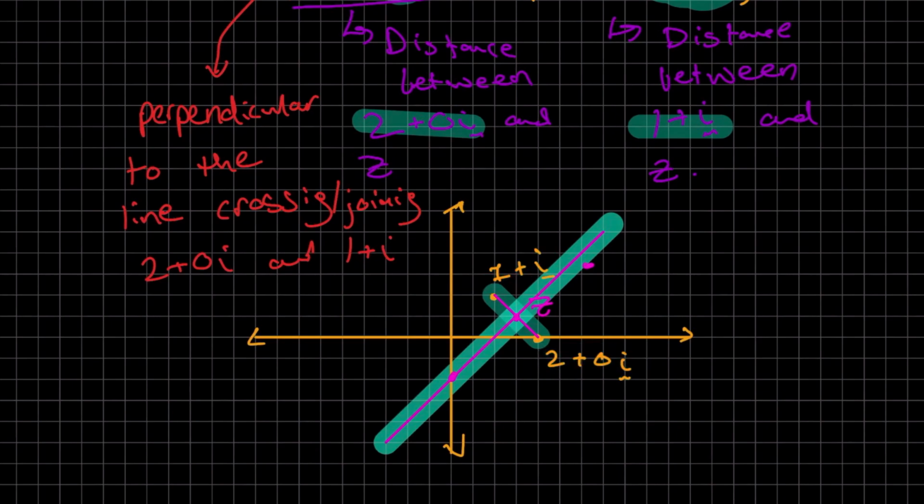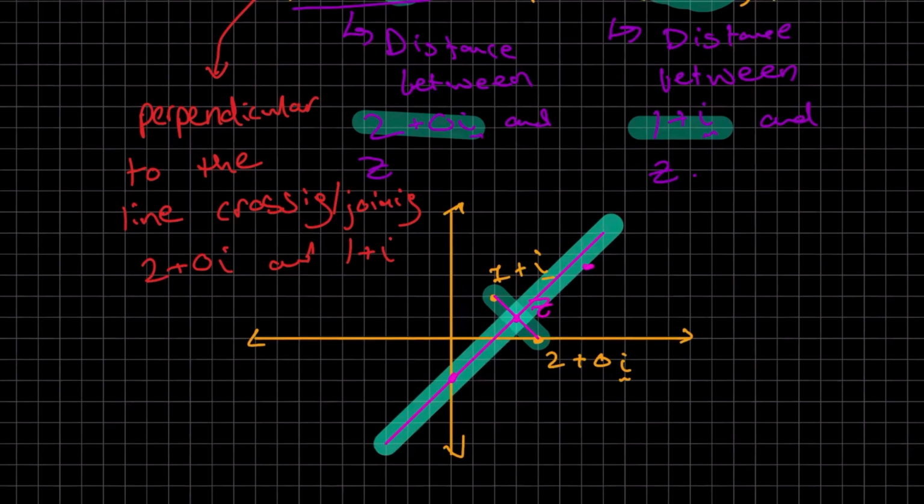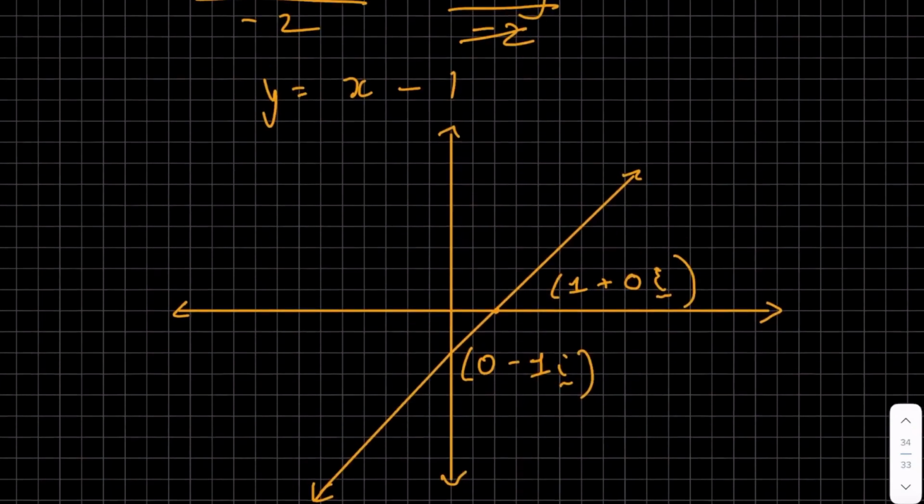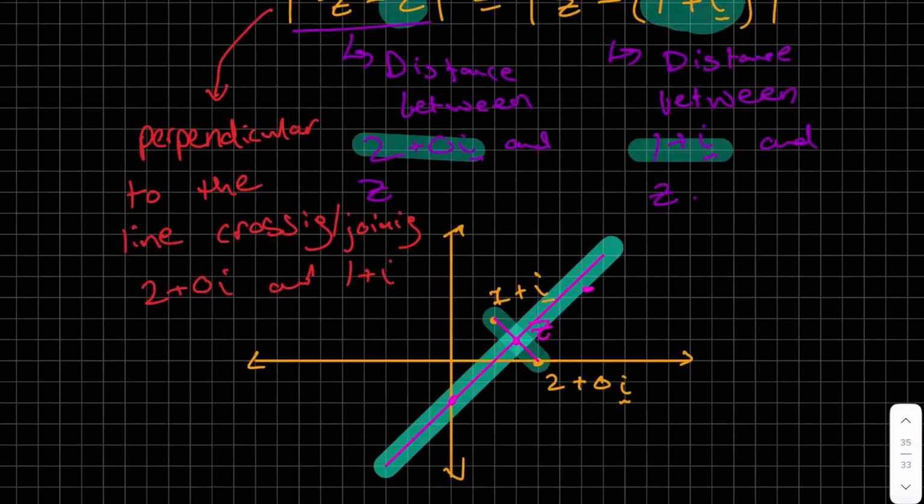Okay, hopefully this gave you a bit of an overview on how to sketch some subsets of the complex plane, whether they're given in the form of a circle or a linear equation.